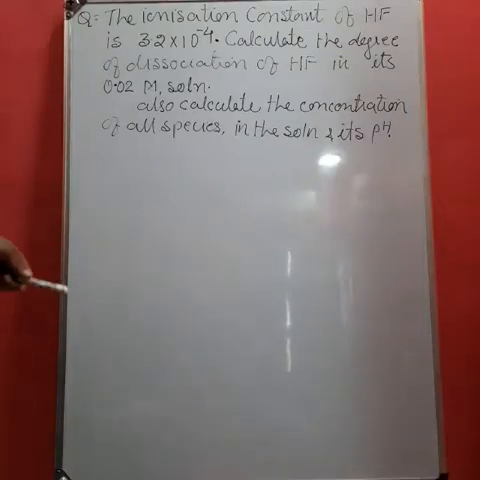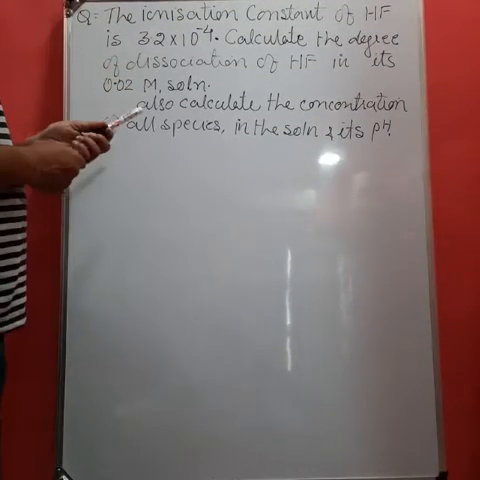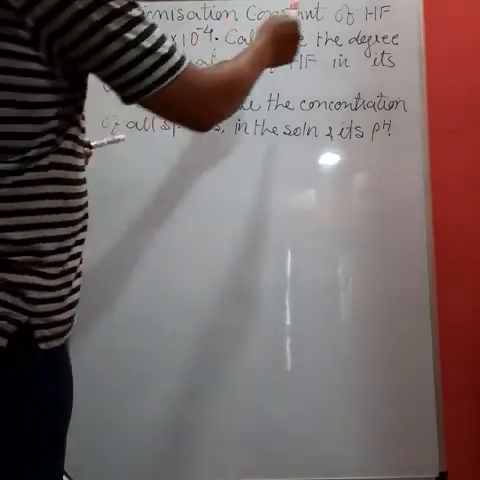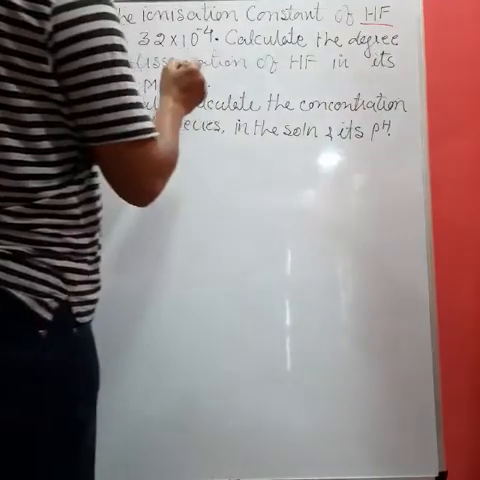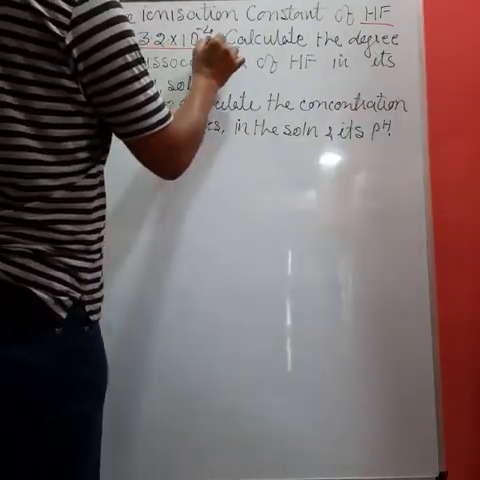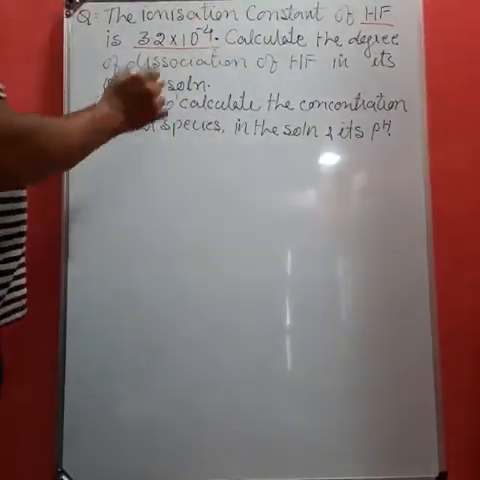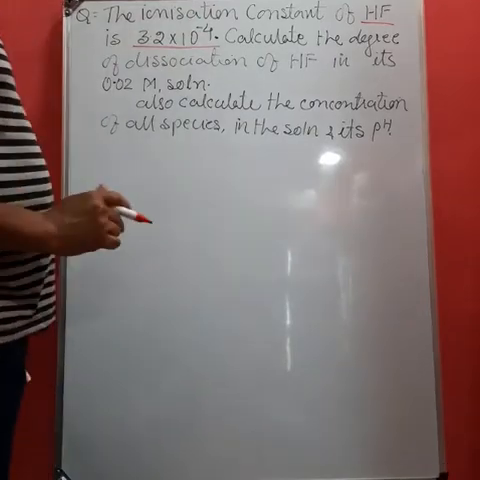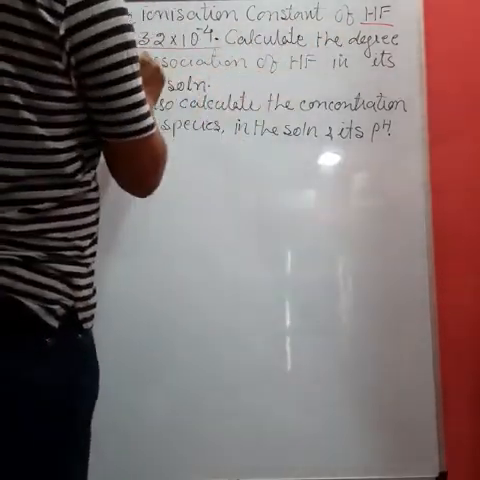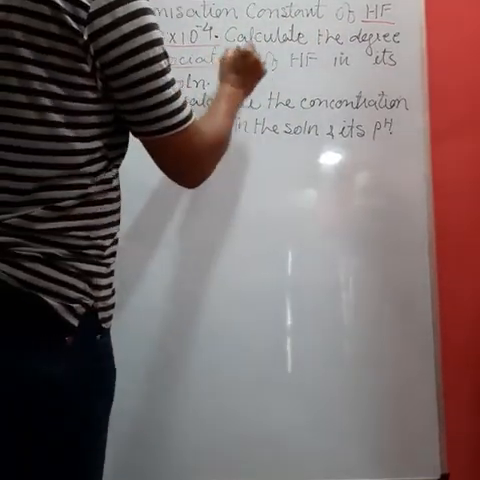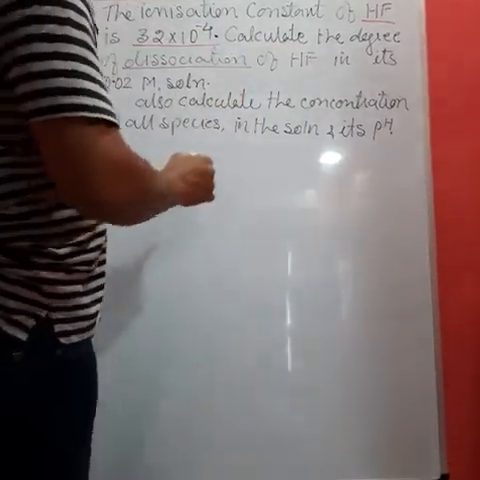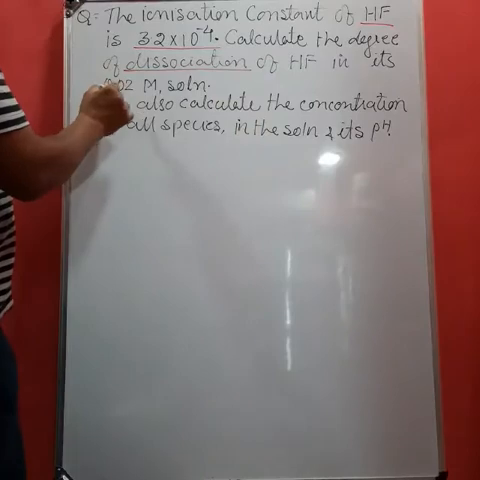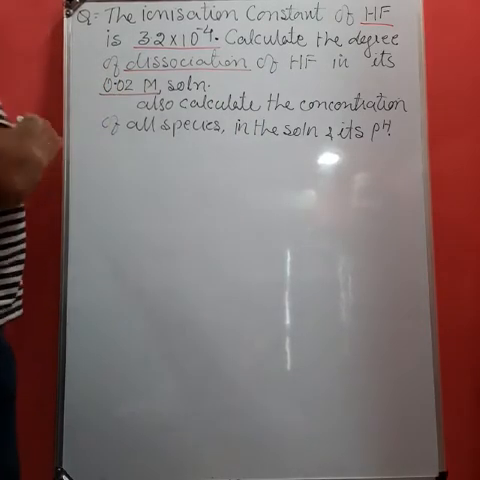Yes, students, here is one more question. The ionization constant of HF acid is 3.2 × 10^-4. That is, this is the value of Ka. Calculate the degree of dissociation, that is, alpha of HF in its 0.02 M solution.